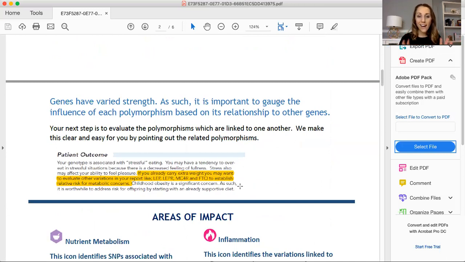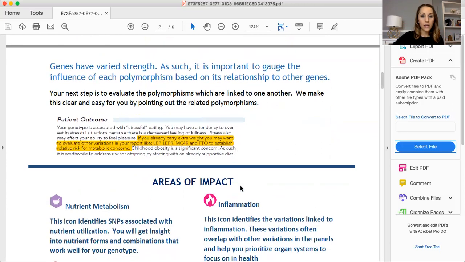And we will highlight or let you know if there are different genes that are linked together. And so, there is something here, like this particular gene, we give you an example. If you have this genotype that's associated with stressful eating, and you do carry extra weight. So see, gene SNP can't be done in a vacuum. You can't do it just looking at it, and you could not be able to draw a picture of a patient or pick that patient out of a lineup.